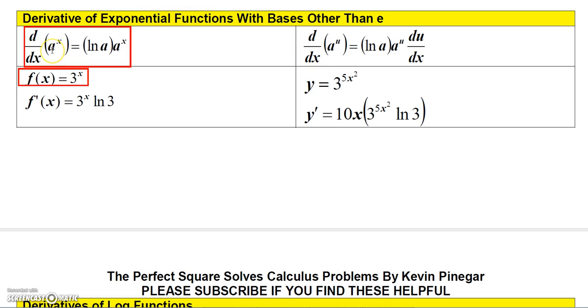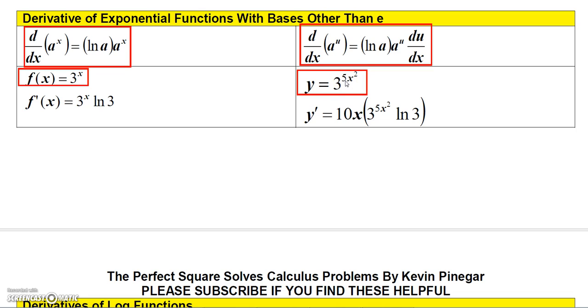Okay, now, but what if it's a to the u? What if it's of the form a to the u, where u is a function of x? So if I have a to the u, where a is a constant and u is a function of x, then in that case the formula would be natural log of a times a to the u times u prime. Okay, so an example of that would be this example here. Here I have a, which is 3, to the 5x squared. Now let me emphasize, on both of these rules, a has to be a constant. Okay, so I have 3 to the 5x squared.